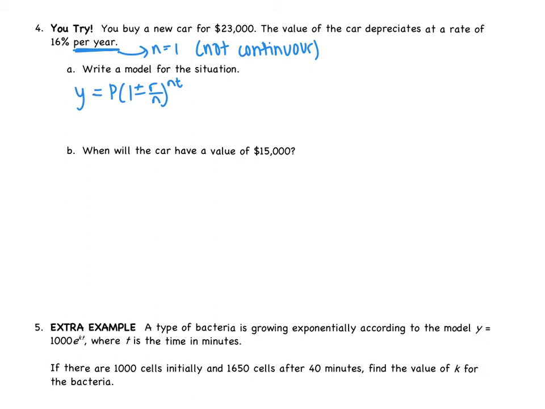So plug in what you know in part A. Part B, you're going to use your equation. I will tell you when it says write a model, your model should have Y and it should have T as variables. So you should end up with an equation that has a Y and a T. All the other numbers should be filled in. Okay, so stop the video, try this one on your own, and come back when you are ready, please.